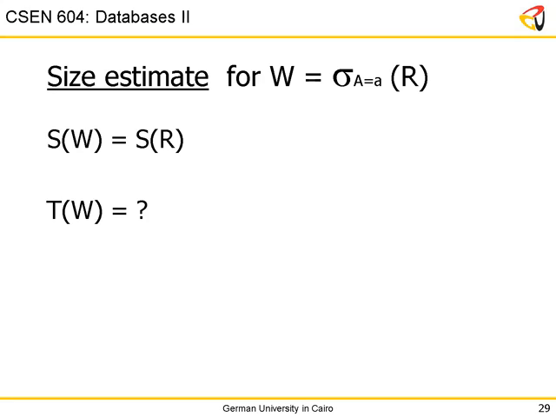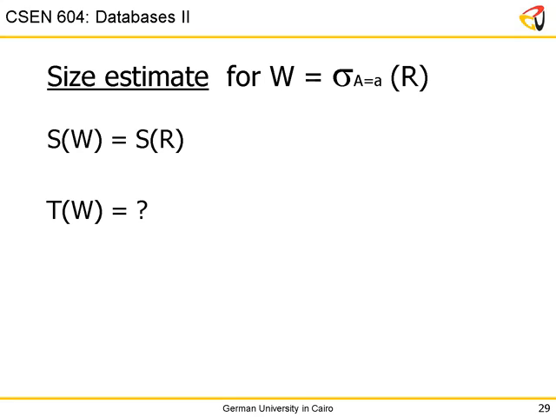Now, let's look at the more interesting one. We'll start seeing estimates. Say I get a selection. The query is select star from R where column capital A is equal to some value, small a. Okay? So the query again is select star from R where capital A is equal to small a.